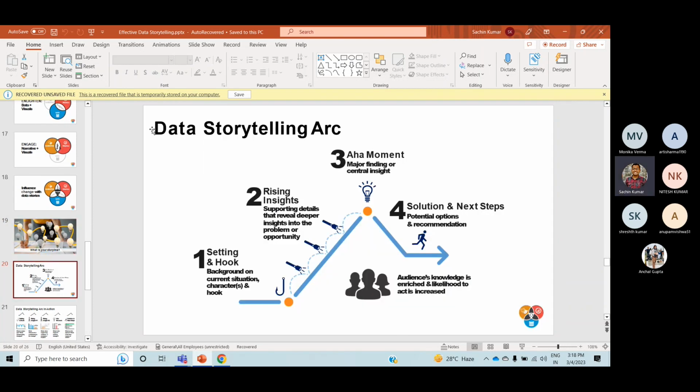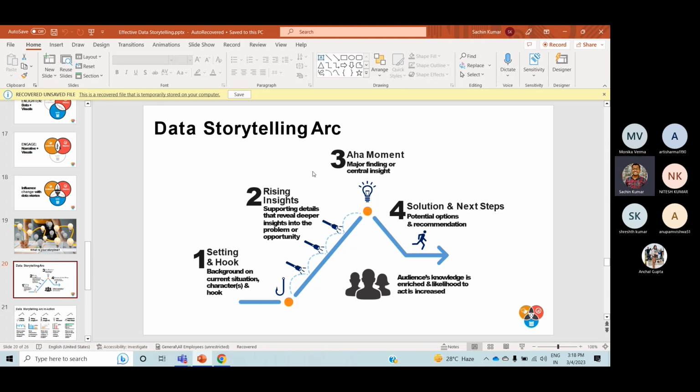So basically, the next step is the data storytelling arc. They deal with the setting and hook, the background on their current situation, and rising insights. Because if you support the details with insights, they give insight into the problem or opportunity, and you have an aha moment and a major finding or central insight.